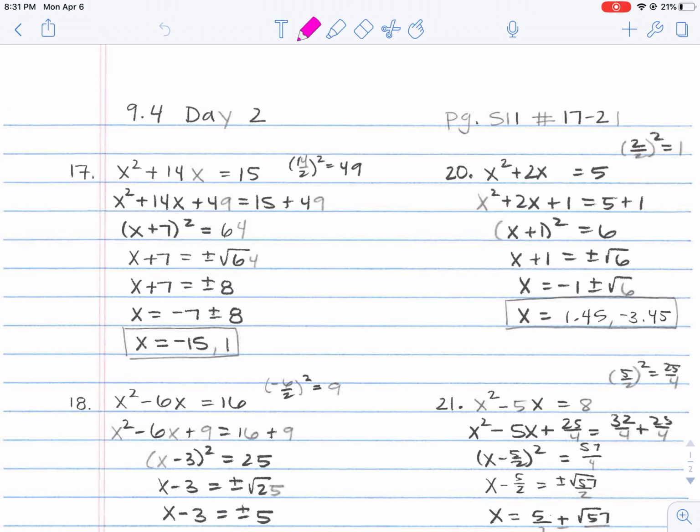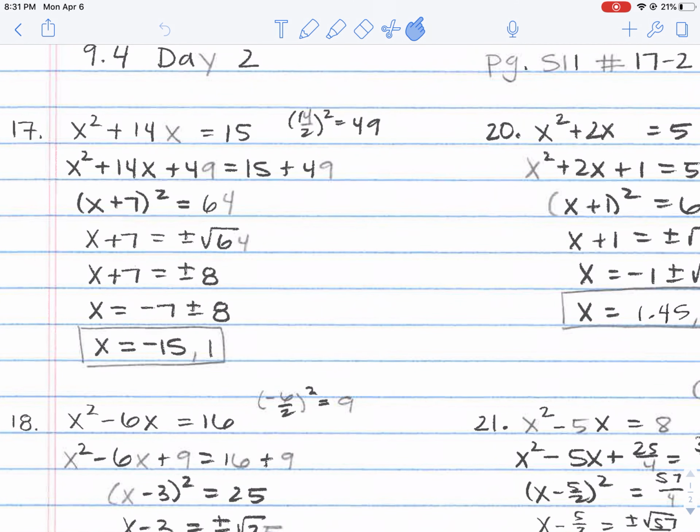All right, today we're going to do 9.4 lesson 3, or day 3, which is the last part of solving equations by completing the square. I'm going to start this lesson though by going over some of the common errors I saw on your homework yesterday. So for something like number 17, I saw two common errors.